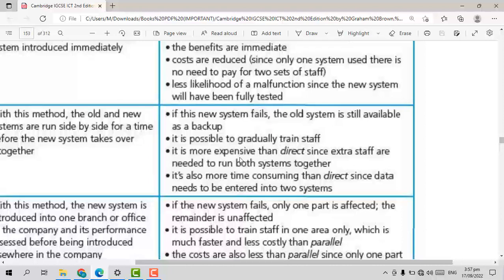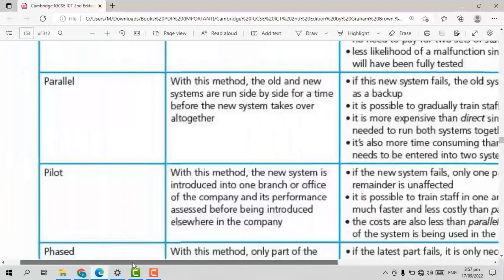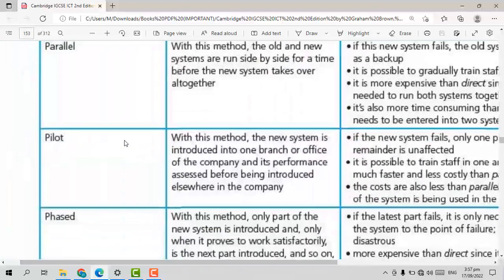Now, the last one is it's also more time consuming than direct since data needs to be entered into two systems. Whatever I'm going to do in the old system, I'm going to have to do it in the new system. So it's time consuming, right? And that is a disadvantage. Moving on to the third type of implementation method, which is pilot.